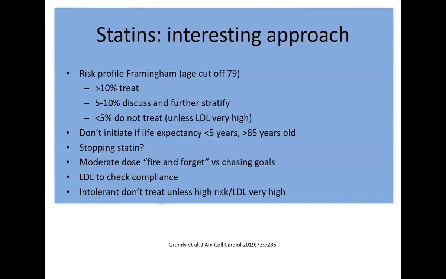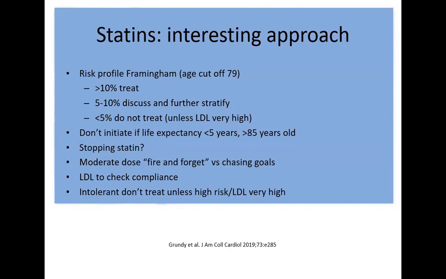This is an interesting approach that I found in the USA, which might be controversial as well. Do a Framingham: more than 10% treat, 5 to 10 discuss, less than 5 don't treat unless they've got a really stonking LDL. Don't initiate if they're over 85 or their life expectancy is less than 5 years.